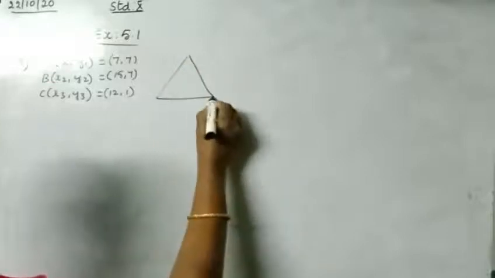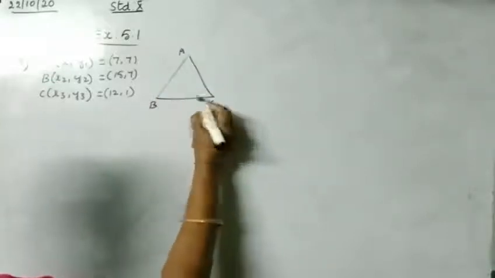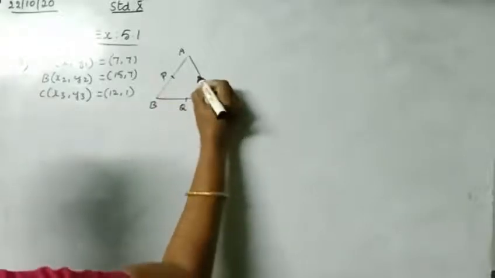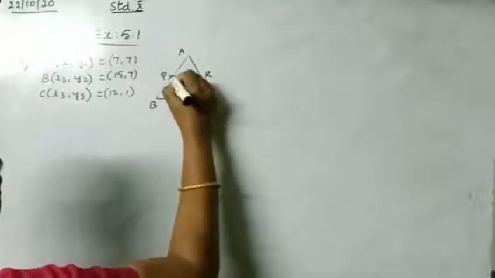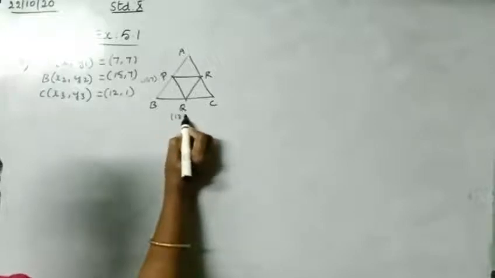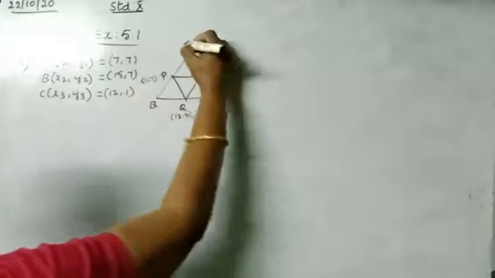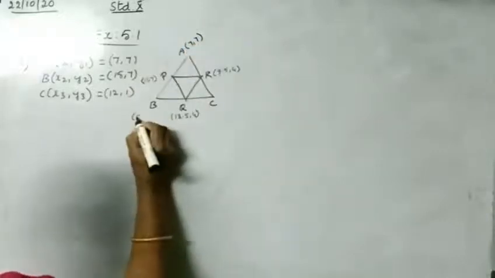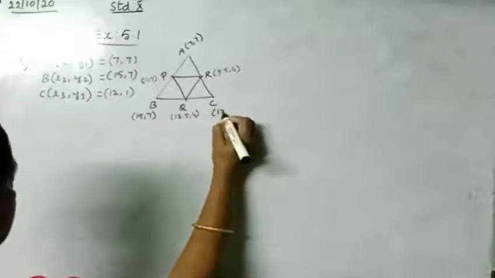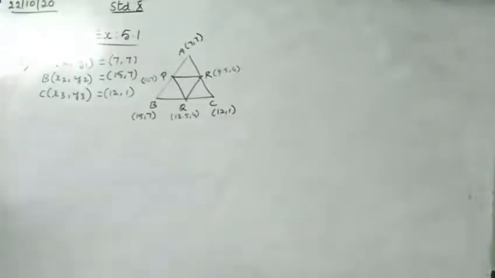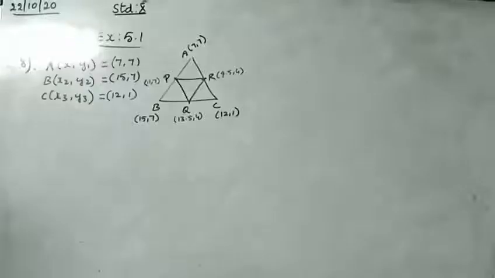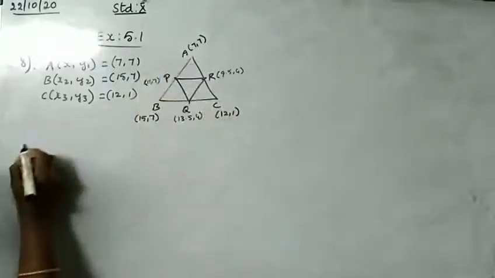Now let me draw the triangle once again. So A, B, C, here P, Q, R. So join these three. Now P is (11, 7), Q is (13.5, 4), R is (9.5, 4), it is given. Now we have found out A is (7, 7), B is (15, 7), C is (12, 1). Now find the area of triangle ABC at first.